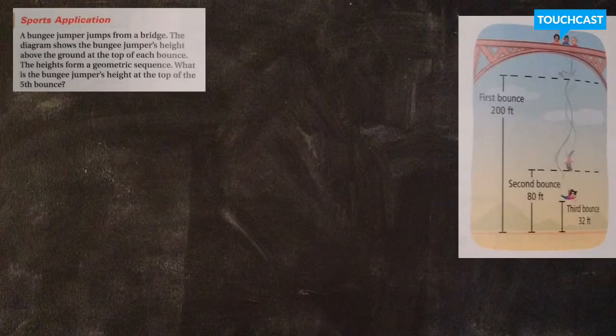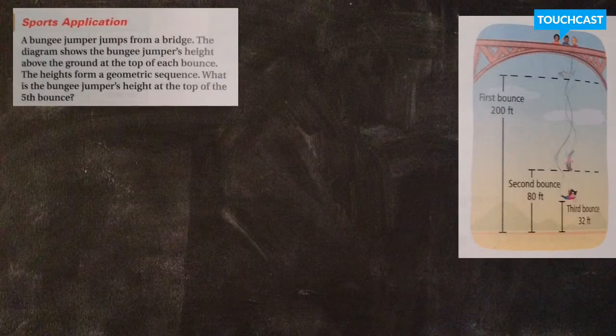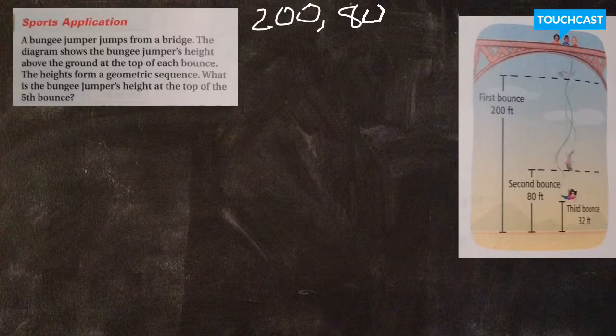All right, we have a sports application. A bungee jumper jumps from a bridge, and the diagram to our right shows the bungee jumper's height above the ground at the top of each bounce. The heights form a geometric sequence. We need to find the bungee jumper's height at the top of the 5th bounce. So we can list the first 3 bounces as our first 3 terms. Our sequence starts off at 200 and then goes to 80 and then to 32. And that pattern is going to keep going forever and ever.